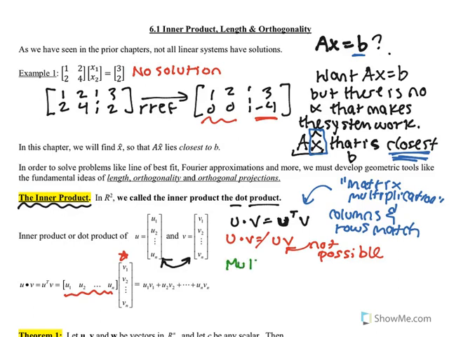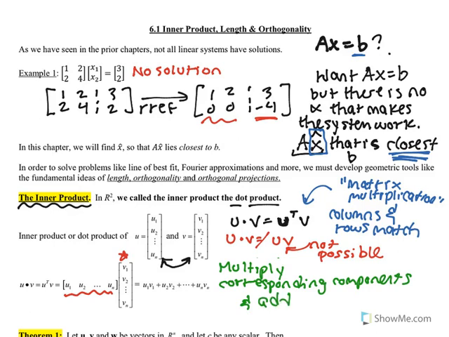It still results in a scalar, and hopefully that is familiar. So we multiply corresponding components and add them together. So we're still getting a scalar out when we do an inner product.